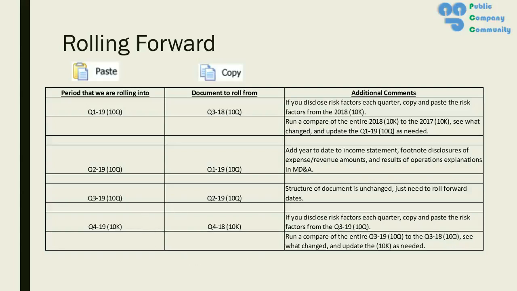After I get these roll forwards all done and update all my dates and all of my prior year or prior quarter numbers, then I go through and reread the entire document. Now, I know we've already read all of this, even the risk factors. We've read those last quarter. It's really important to read them again. Things have changed, and as you reread it, you think, oh, that changed, and so you update it. It's really important that you do this.